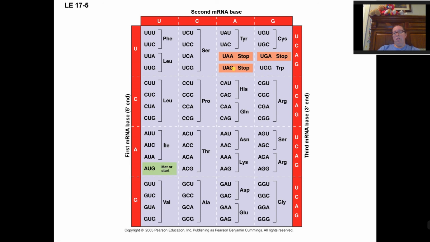But there's this thing called wobble, okay? We can look at it with leucine. We'll just go back to our leucine. Notice that the first letter and second letter are all CU. CU, CU, CU, CU. The last letter is U, C, A, G, so all 4 of them. Well, if it makes a mistake there, let's say it was supposed to be a U, but it ended up being an A, that's okay, because you still get leucine, right? It's the amino acid that matters.